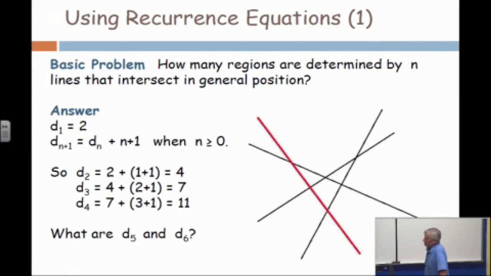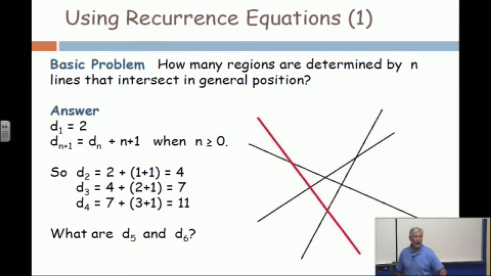If you look at that picture, in the upper right corner, you see a black triangle. That black triangle is not impacted when the red line is added. It was a perfectly good region before, and it remains a perfectly good region. And other regions in the picture are the same. But there are four regions in the black lines which are now divided into two. And they correspond to the four segments of the new line, the red line.